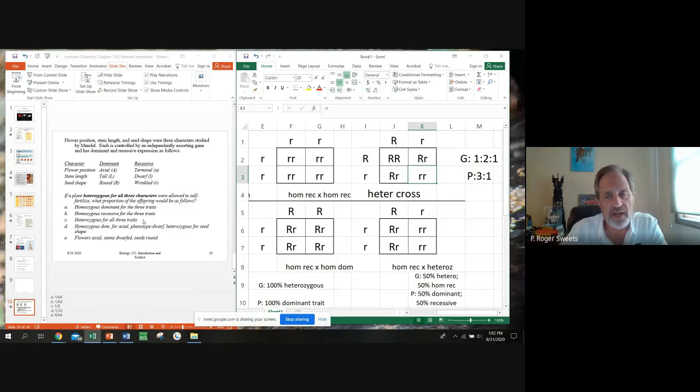How about heterozygous for all three traits? So far, I'm asking all genotype questions, right? Well, obviously, 1/2 of any one of the three traits is going to come out as a heterozygote. Well, I've got three traits, heterozygous for each one. So 1/2 times 1/2 times 1/2. 2 times 2 times 2. That's going to be 1/8.